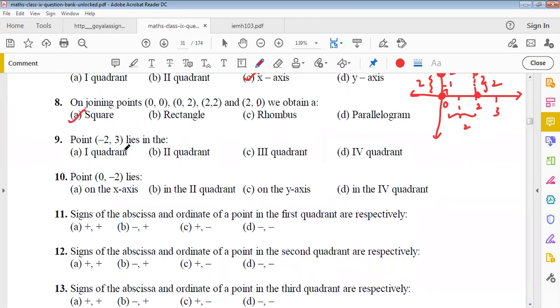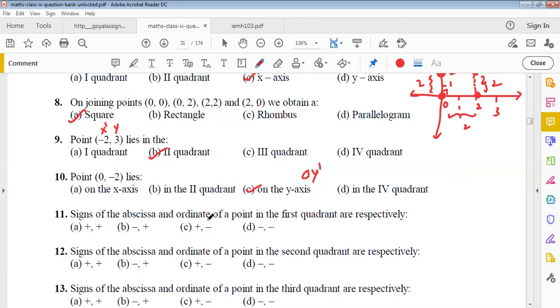Then the point minus 2 comma 3 lies, see, x is x dash, y. It means you are moving on the left side and moving up, second quadrant. And 0 comma minus 2: x value 0 but y value negative, so it lies on the y axis. In case they do mention O y dash, please mark O y dash only.